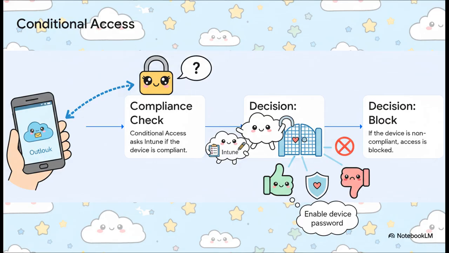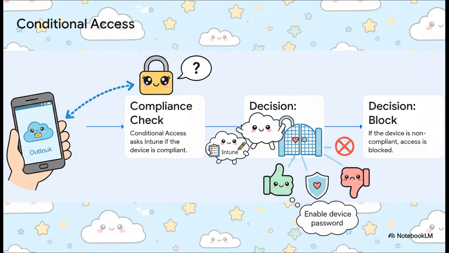So you try to open Outlook on your phone. Instantly, conditional access steps in like a gatekeeper and asks Intune, hey, is this device compliant? If Intune gives the thumbs up and says, yep, all checks passed, you're in. Access is granted. But if Intune says, nope, this device is non-compliant, access is blocked.